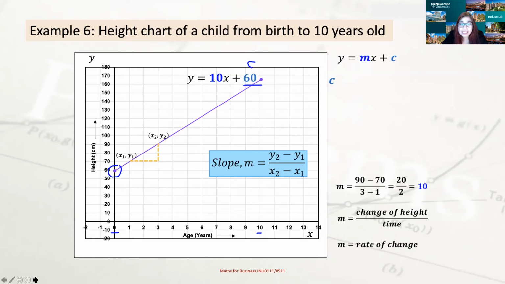What does that mean? That means it's the starting value, height of the child at the birth. When the child was born, what was the height? Height of the newborn child. So C simply means the starting value or initial value. And that's how you interpret. C is nothing but the initial or starting value. It clearly tells what the height of the child is when the child was 0 years, when the child was just born. That's how you interpret the y-intercept.